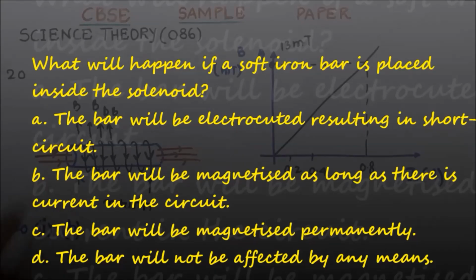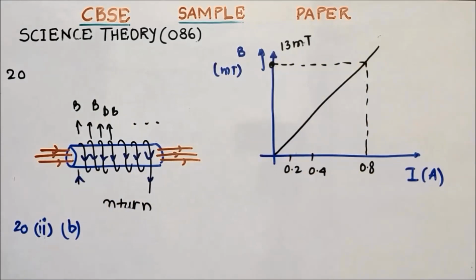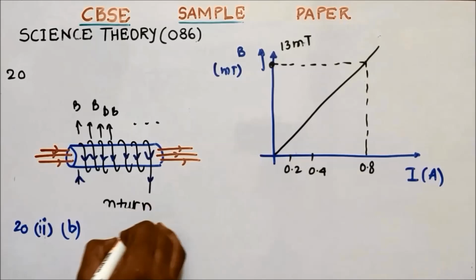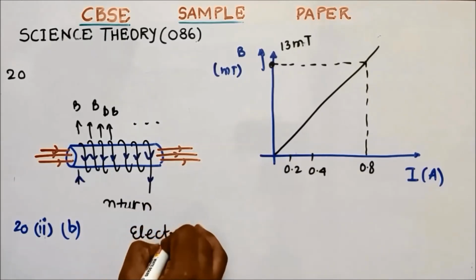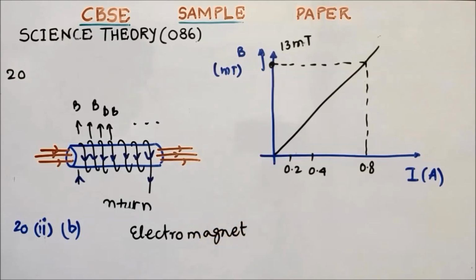No, it is affected by the current and the number of turns. So option D is also wrong. So option B is correct. Also remember that a solenoid is an electromagnet. That means until and unless the current flows through the coil of the solenoid, it will not act as a magnet. So option B is the only correct answer.